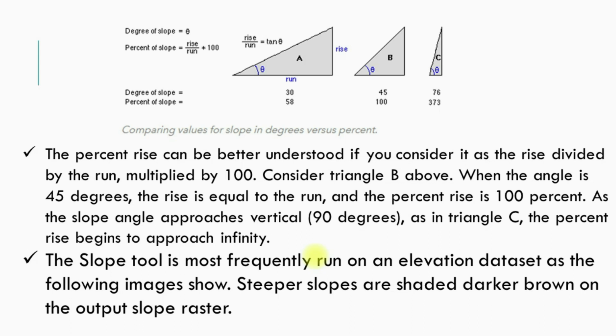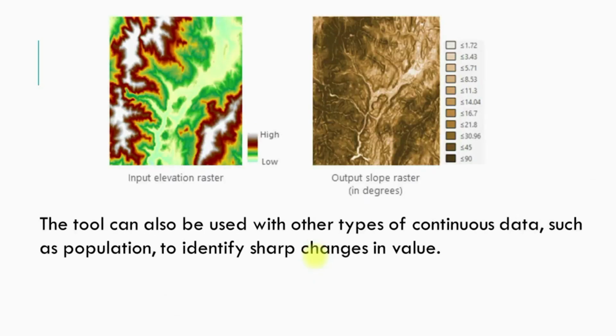The steeper slopes are shaded darker brown on the output slope raster. The tool can also be used with other types of continuous data, such as population, to identify sharp changes in value. Mostly in ArcGIS, for representing social and economic information, we use vector information, but in case you want to use raster information, you can also use a DTM, and in this case also a slope raster, in order to show the ratio between two indicators.